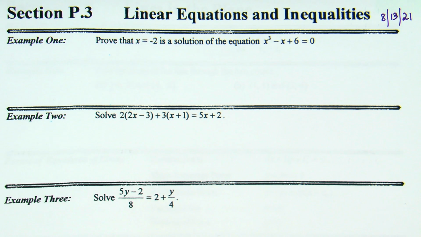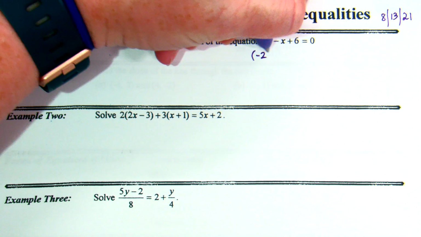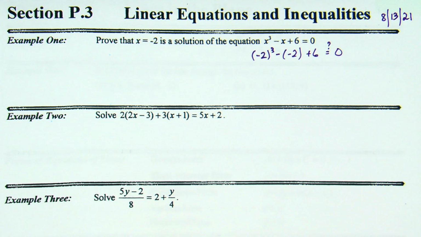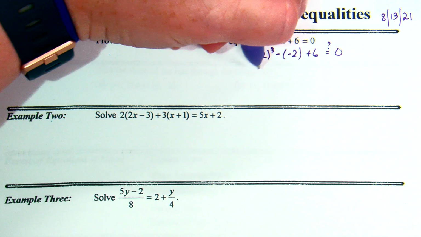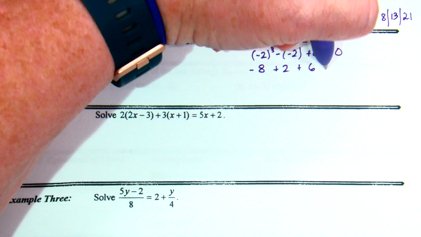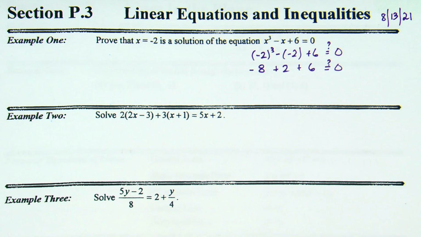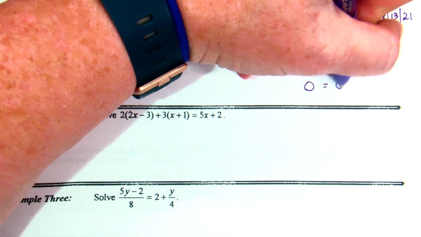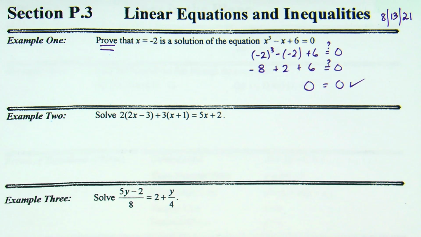So if I plug in -2, it's -2 to the third minus -2 plus 6. And the question is, does it equal 0? -2 to the third is -8, minus -2 is going to become +2, and +6. And again, the question is, does it equal 0? Well, yeah. My brain says the positive 2 plus 6 is 8, and then -8 plus 8 is 0. So 0 equals 0. So we proved that -2 is a solution. In other words, it's just like checking it. Okay, does it work?